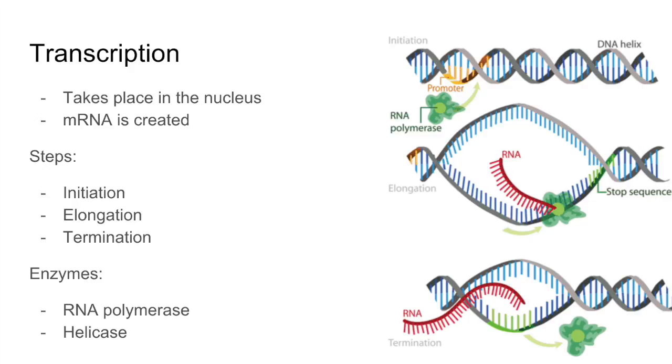3' and 5' are the ends of a DNA sequence, and this allows scientists to get a sense of direction. Finally, in the termination stage, mRNA and RNA polymerase break away when they reach what is called a termination signal.